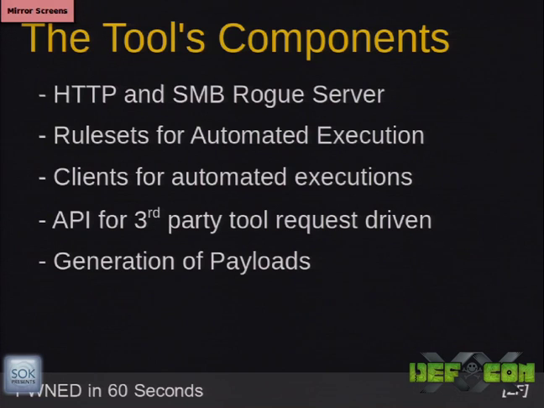As clients get targeted to connect to this rogue server, they authenticate, and we keep them authenticating. We have a set of rules for automated exploitation. We have clients for these automated exploits, as well as an API that we can tie into any other application where we want to do NTLM relaying. And finally, a generation of payloads to get these clients to automatically authenticate to us.